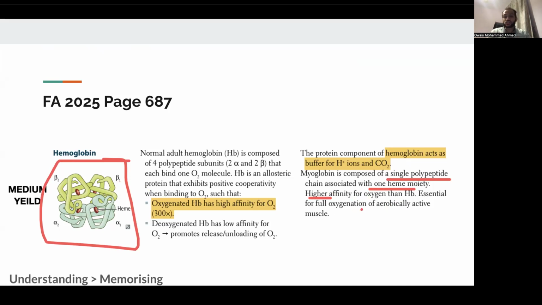Essential for full oxygenation of aerobically active muscle. Now, this is important: aerobically active muscle. I'm going to draw a picture over here. Myoglobin, as we know from the name, is myo, which is muscles, and globin means a protein. Now, myoglobin is going to be very important for our muscles, okay? So it's going to be there for our muscles because our muscles are going to be exercising.